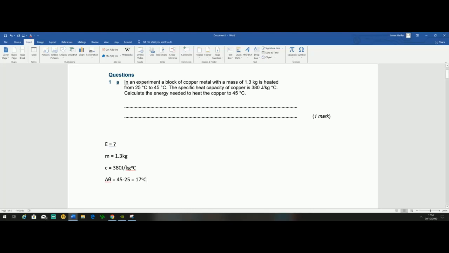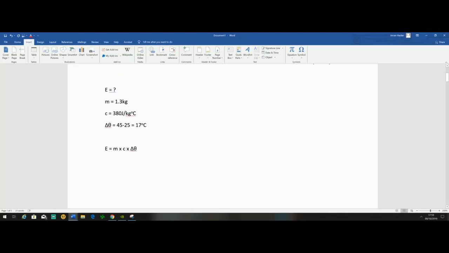My mass is 1.3 kilograms. The specific heat capacity is 380 joules per kilogram degrees Celsius. And delta theta, well, delta means change in, so they've given me 25 to begin with, then it rises to 45, so the change there is 17. Right, so it's E equals MC delta T. All my units are fine, so I'm just going to enter in the numbers and that will give me my end answer. And of course the unit is joules, so it's 8398 joules.